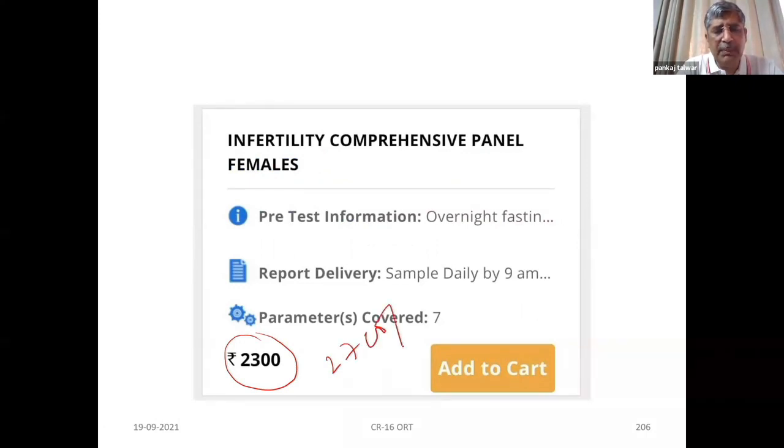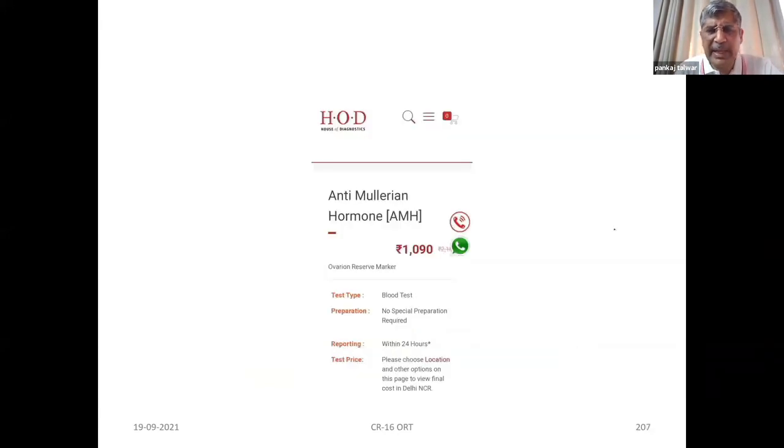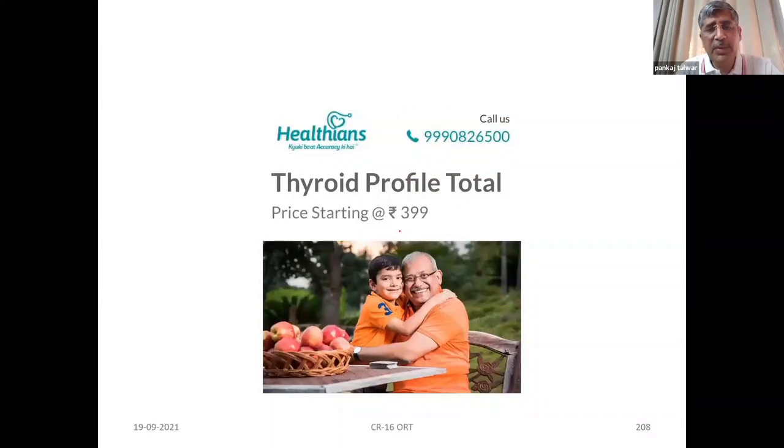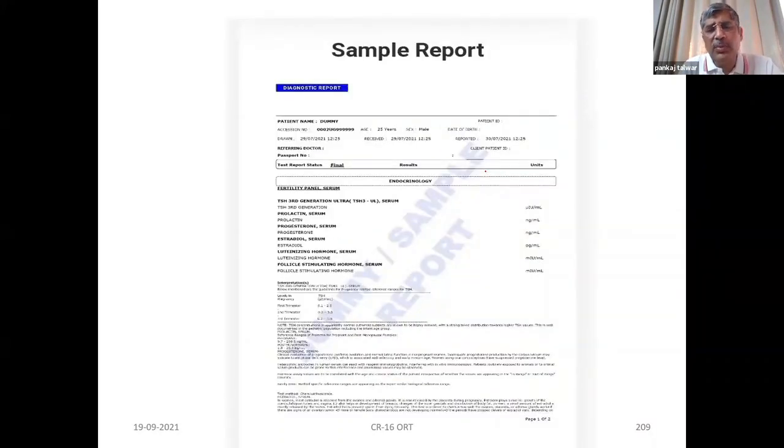We can do the complete hormonal profiling of the person plus an ultrasound at ₹1,100 approximately. So around ₹4,500 is the price we spend. Values of AMH, which are very important, cost around ₹1,090 to us. Then we may have to add thyroid, though not in ovarian testing, at a price of around ₹400. Same thing with other hormones.